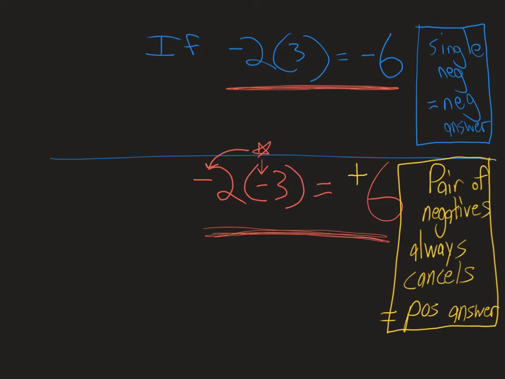Okay. That right there is everything you need to know to be able to multiply and divide any integers. This right here is everything. Single negatives will always result in a negative answer. Pairs of negatives will always result in a positive answer. Let's go to the next page.